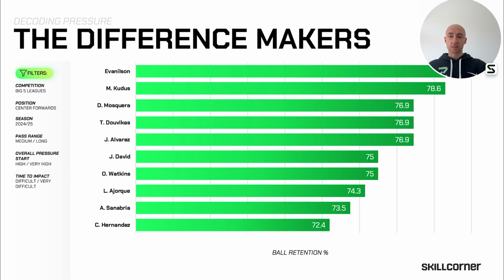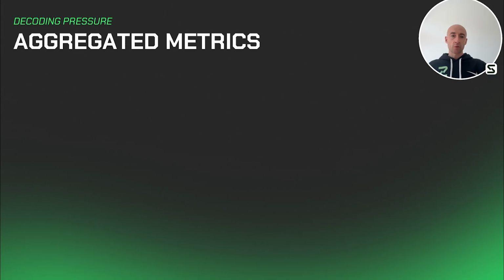Now, taking this example and bringing it to life, these are the players who played as a number 9 last year, 24-25 season, Big 5 leagues, who, when receiving a medium or long ball with an overall pressure start high or very high, and time to impact difficult or very difficult. So we can see interesting names able to keep the ball in this situation. Now, this was everything you can find in our dynamic events dataset, but we obviously created pre-aggregated metrics for you to use from day one.